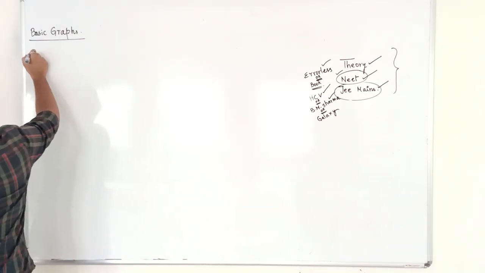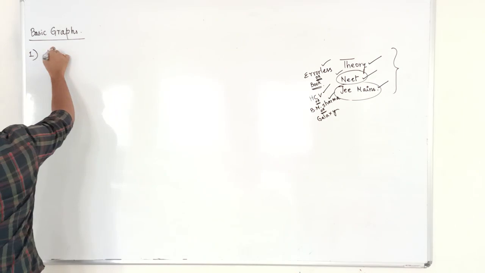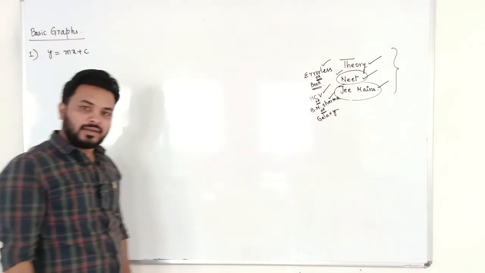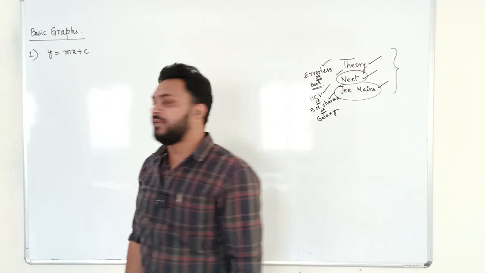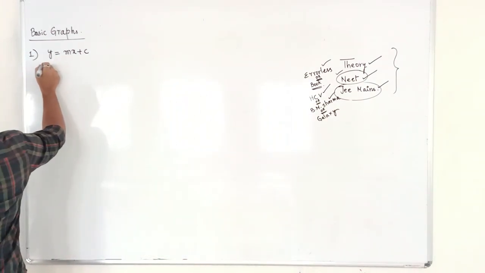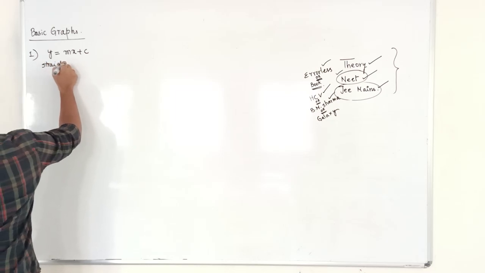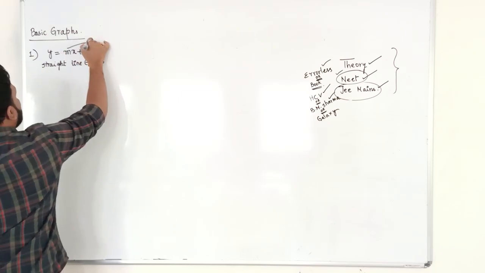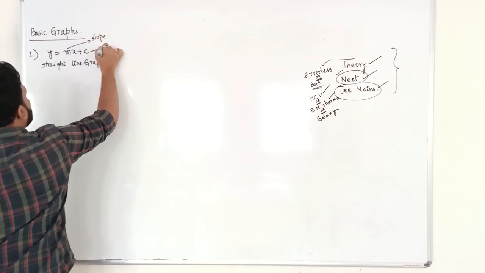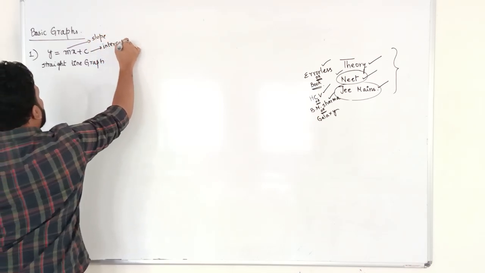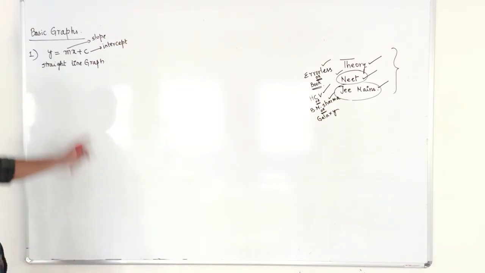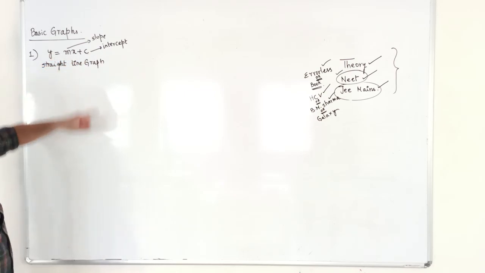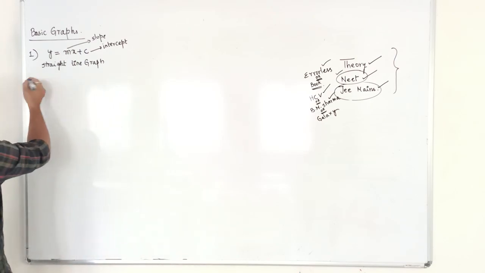Now, in the basic graphs, the first one is y equals mx plus c. If the equation is y equals mx plus c, we simply say it is a straight line graph, where m is the slope and c is the intercept. This is the intercept part. If the equation is y equals mx plus c, then we simply take it as a straight line graph.